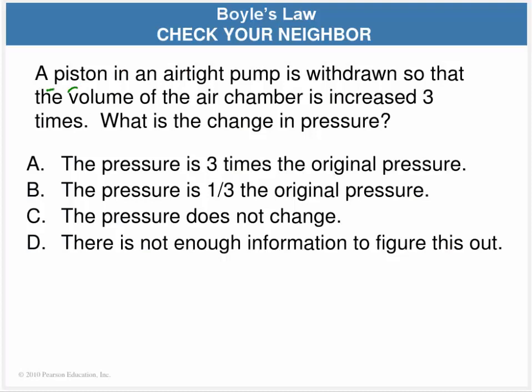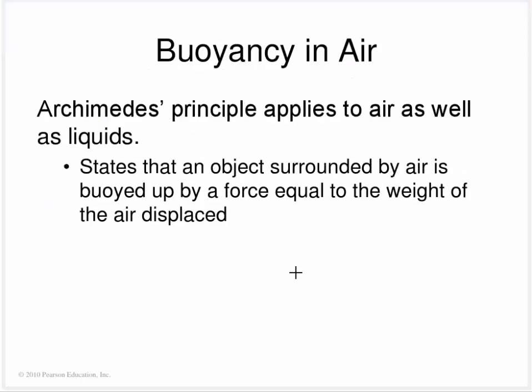Just a gut check on this: suppose you have an airtight piston, and the volume is increased by a factor of 3. What would happen to the pressure? The pressure should go down to 1/3 of the original pressure.